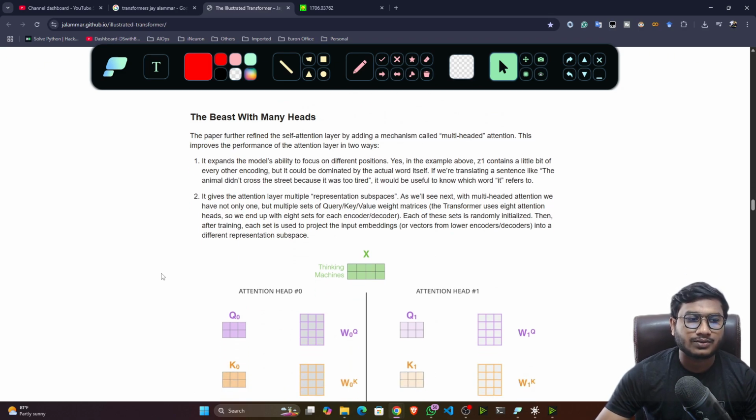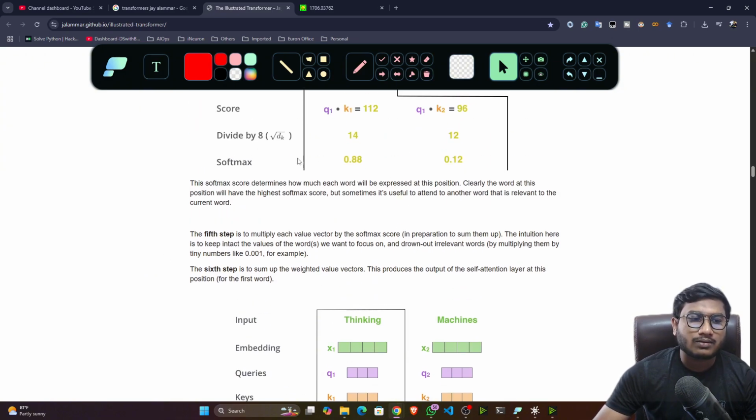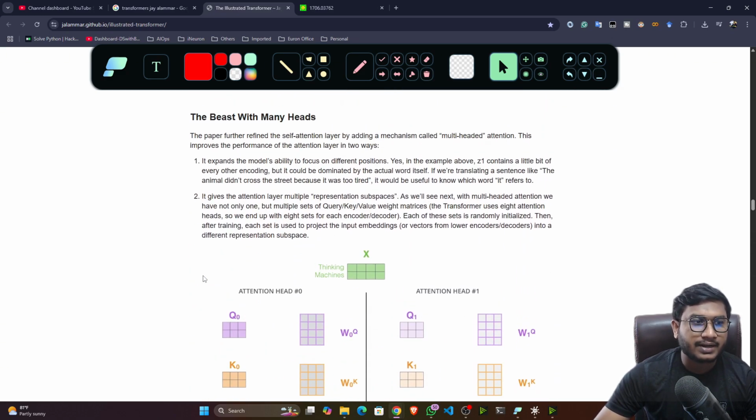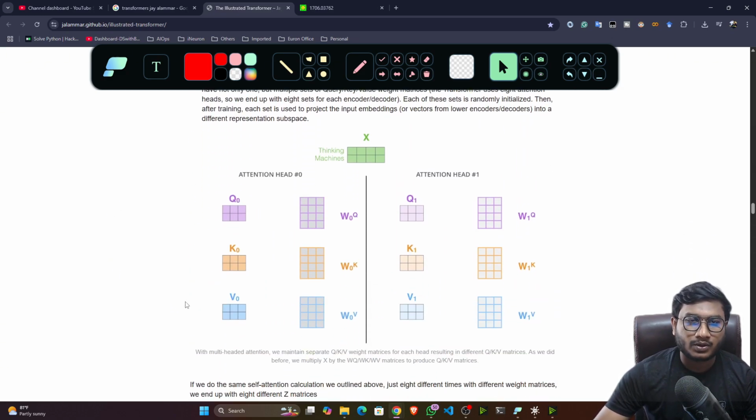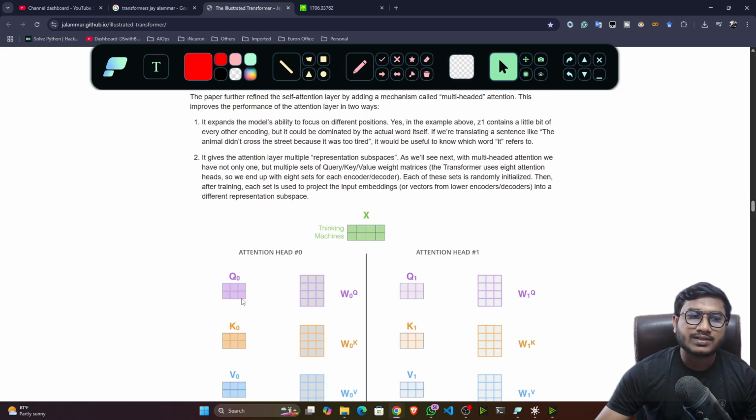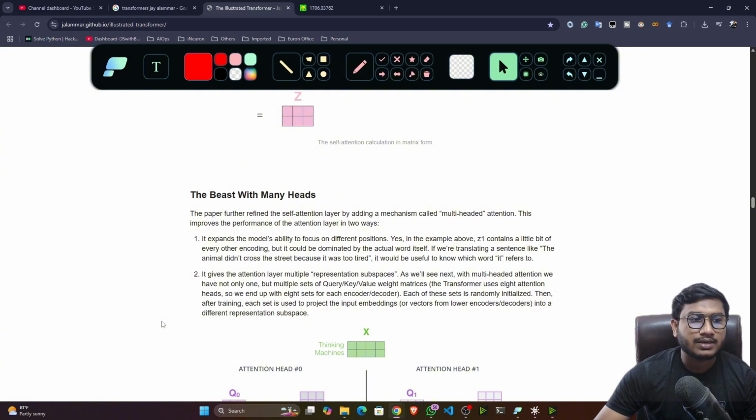Multi-head attention. So instead of using single head attention, the calculation we have done is only happening with a single head. Now what is the main benefit in the multi-head attention? They are using more attention layers. How many? They are using 8 attention layers. You can see calculating attention separately in 8 different attention heads. That means the same attention mechanism, whatever calculation I showed you so far, they are doing in 8 attention layers. 8 multi-head attention layers. That's why they are calling it multi-heads.